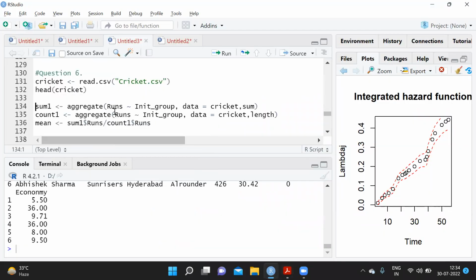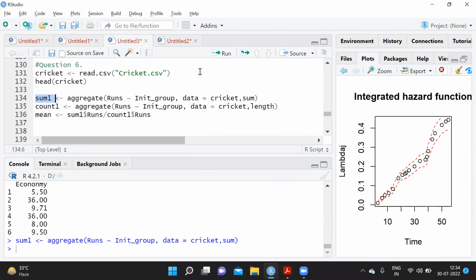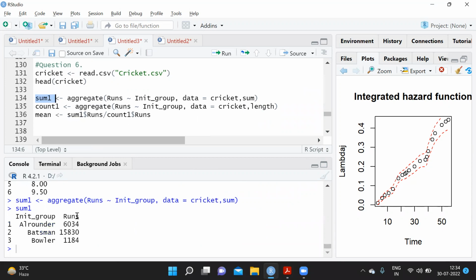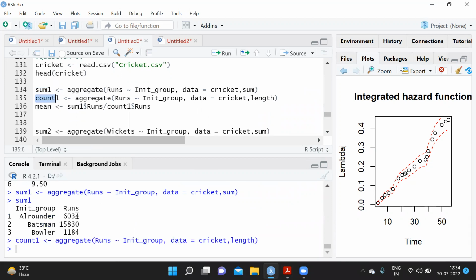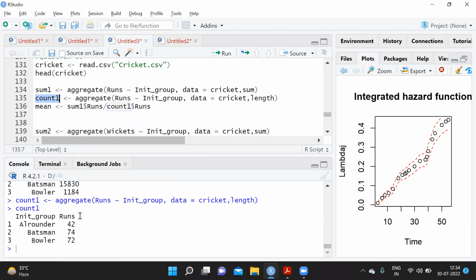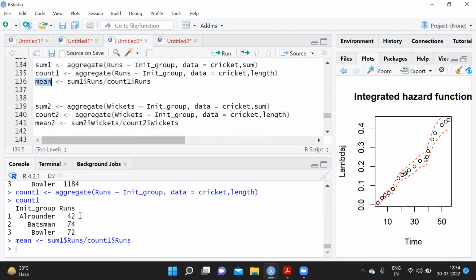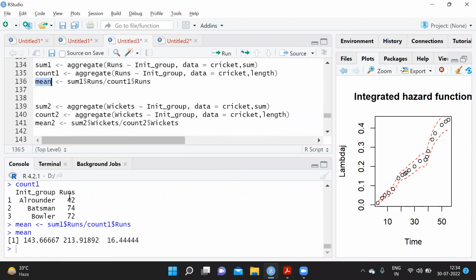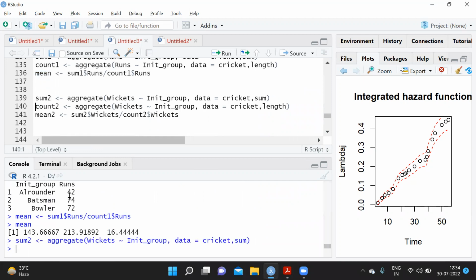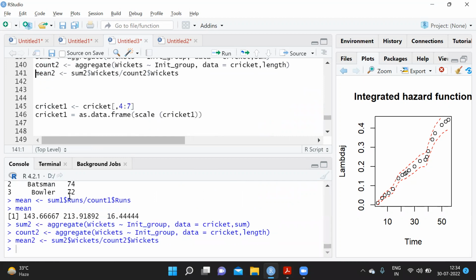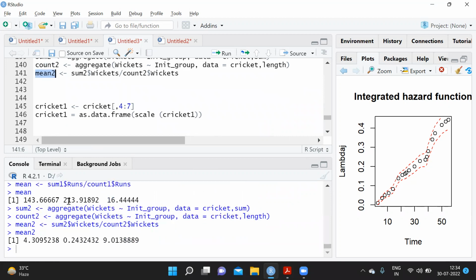The aggregate function will give us the sum of the runs for each of the groups. Then we can find the count of the number of players in the initial groups, which is 42, 74 and 72. And then you can find the mean. Mean will be these values. Similarly, for wickets we can do the same thing and we will get the values.